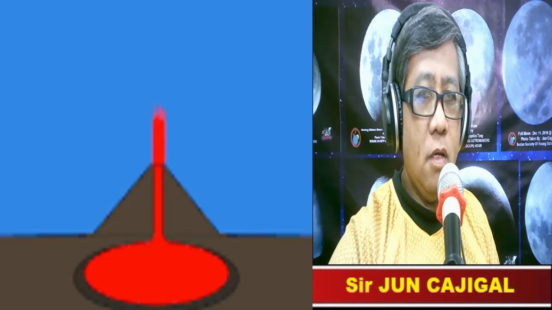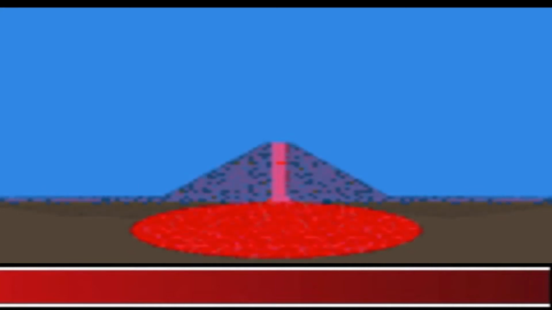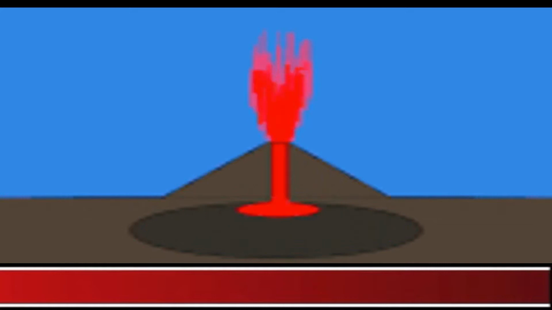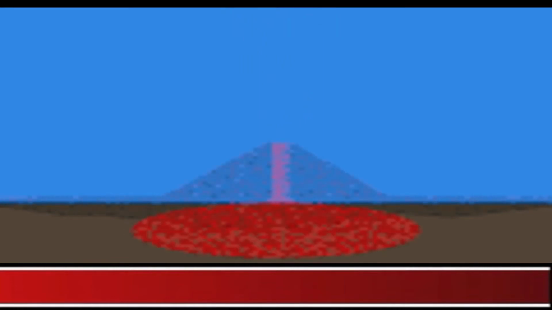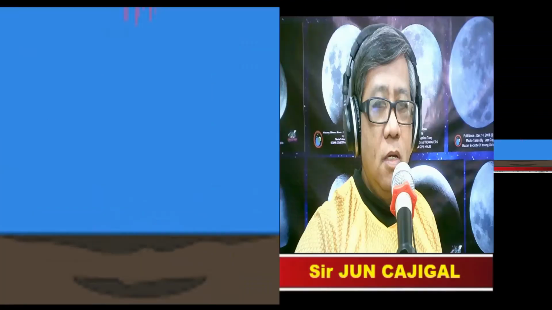So everybody kindly take a look at this animated illustration showing how calderas are formed. Okay, so we have here a volcano. You have magma supplying these pyroclastic materials. Now once the magma chamber empties of magma, pag wala ng laman yung magma chamber, then the magma chamber collapses, forming a depression which we call a caldera. Alright? So that's how calderas are formed.